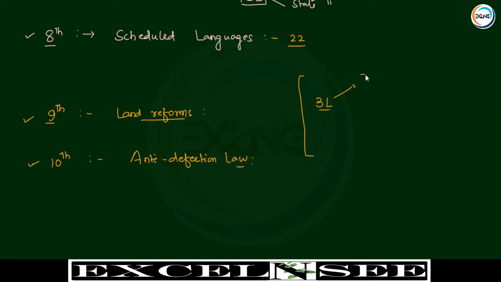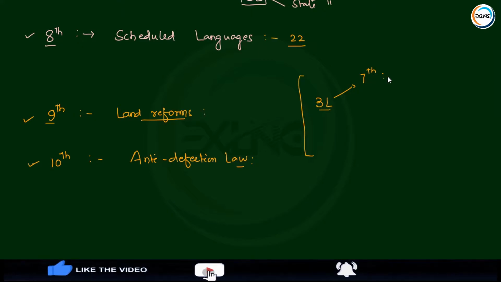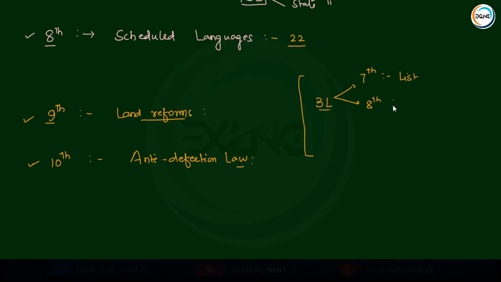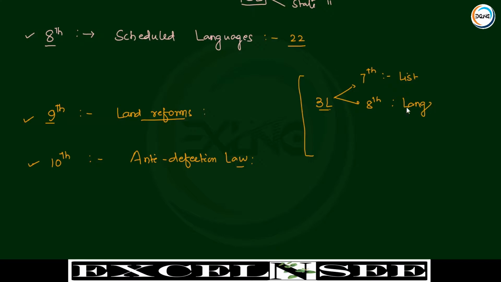What? This is the 7th schedule. The 7th schedule talks about the list system. The 8th schedule talks about languages, and the 9th schedule talks about land reforms. So this is tricky, 3L, that is 7, 8, 9. The 10th is your anti-defection law. Then come to the 11th schedule: the 11th schedule is basically panchayati raj institutions, and the 12th schedule is about municipalities.